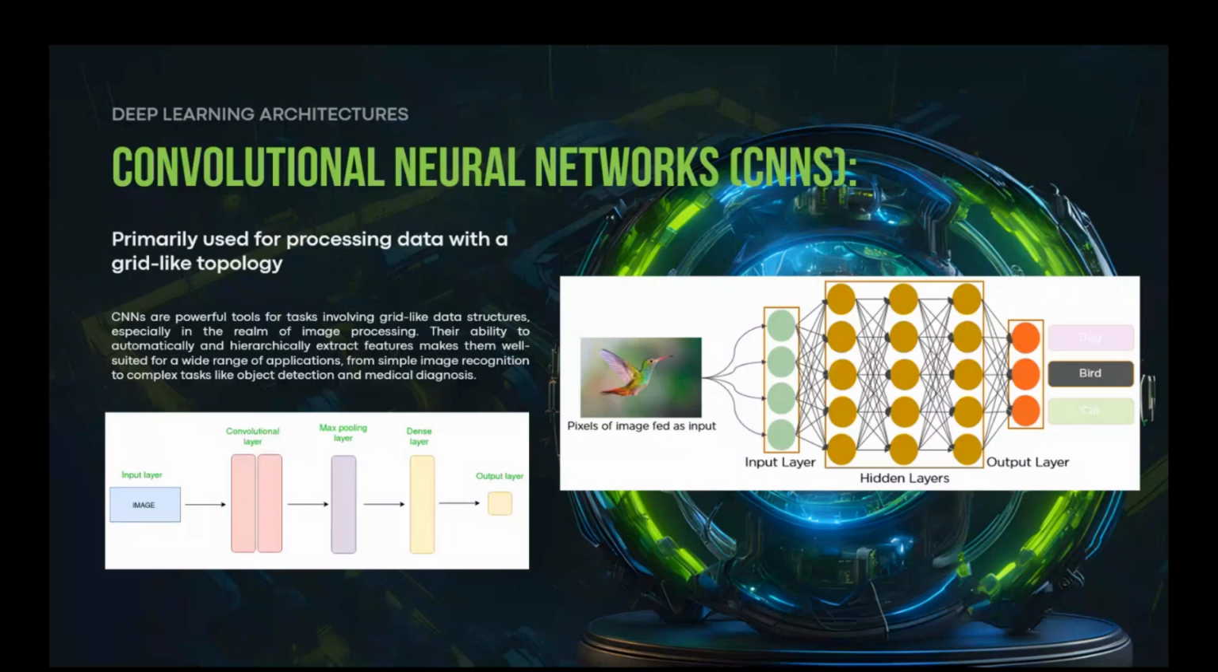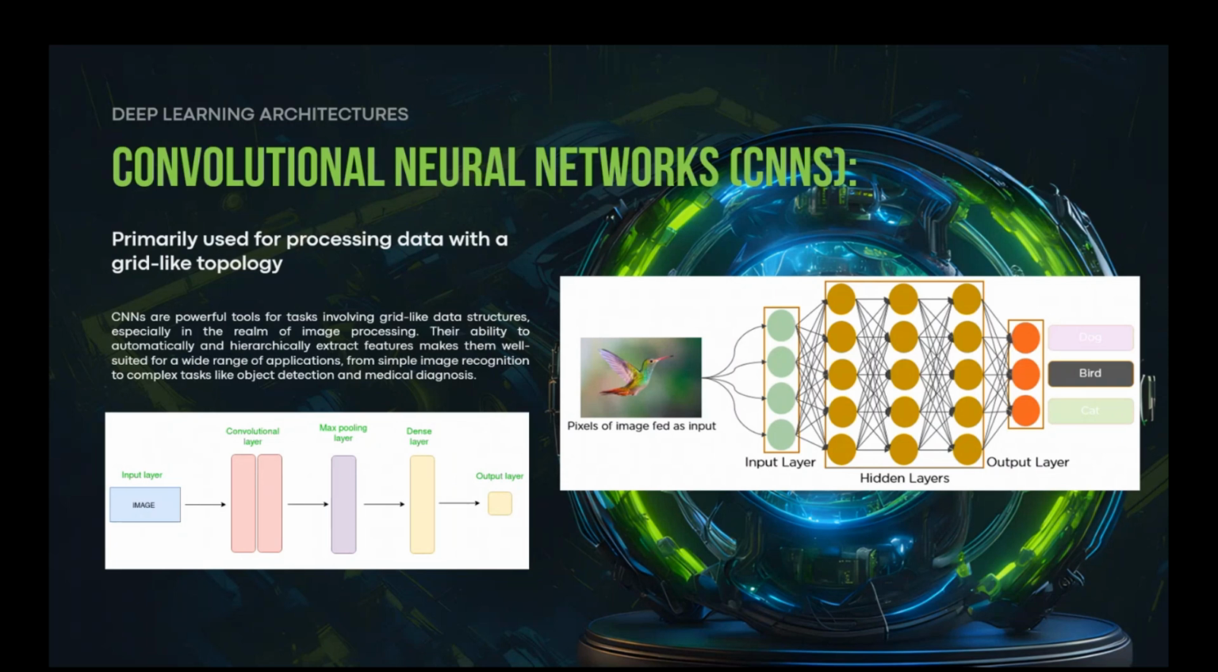Now if you talk about the examples where CNNs are used, you have image recognition, which is of course the most common application of CNN. Then you have object detection, where the model identifies and locates objects within an image. For example, in autonomous driving, CNNs can be used to detect pedestrians, vehicles, and road signs.